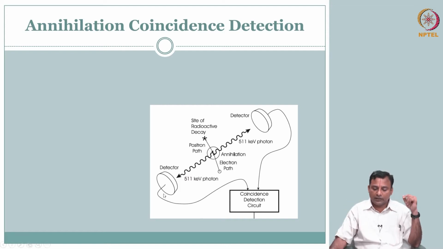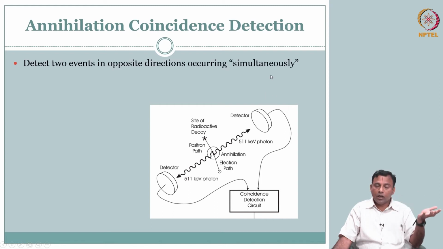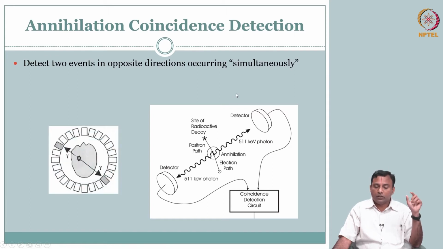After I detect it, as long as I can go back and say which two photons hit simultaneously, if I can have a threshold, then I can say in timing that these two are near simultaneous and therefore they correspond to the same activity along the line. So in that sense, I don't need to worry about my Compton scattering. So I can remove the collimators. So, detect two events in opposite directions occurring simultaneously. Of course, what is simultaneous is within some tolerance.